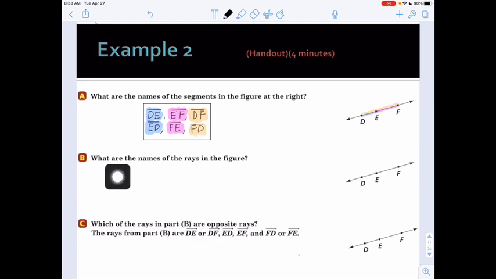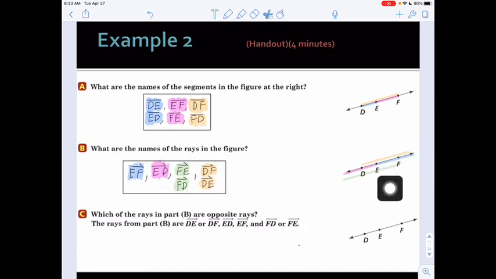Part B says, what are the names of the rays in the figure? Similar to part A, I have highlighted the rays in different colors. If we start at E and go towards F, we will have ray EF. We can also start at E and go in the opposite direction towards D to get ray ED. We can start at F and go in the direction of E, which happens to also be in the same direction as D, so we can call that ray FE or ray FD. Those are the same ray.